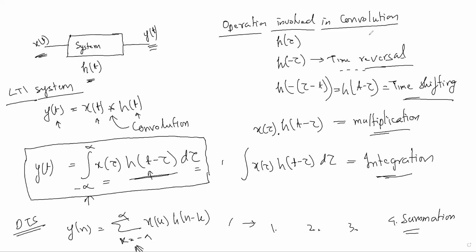Another important term is there. Let me give those things also very quickly. Okay. So some cases are there. Our equation is y of t equal to integration from minus infinity to infinity x of tau, h of t minus tau. This is the equation for the convolution between x(t) and h(t).